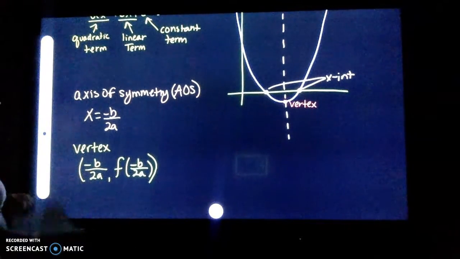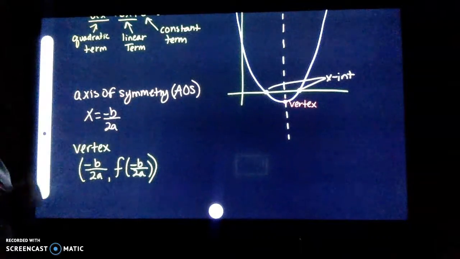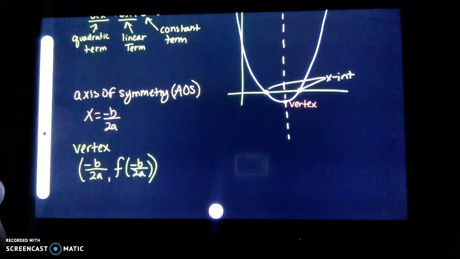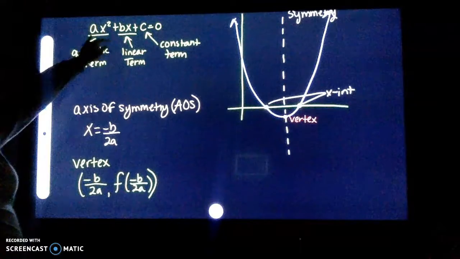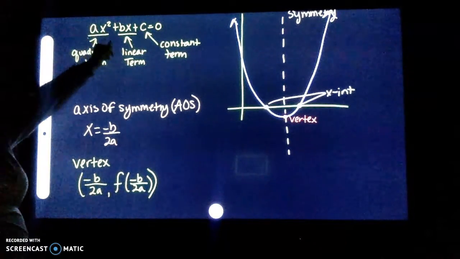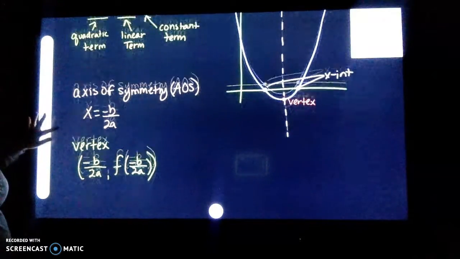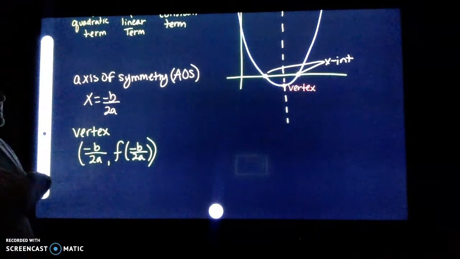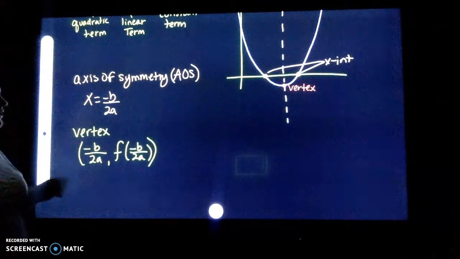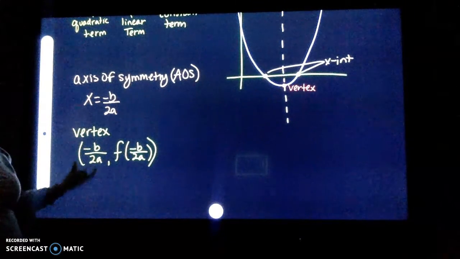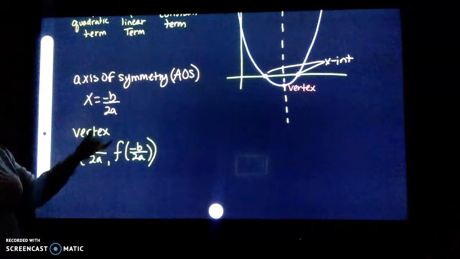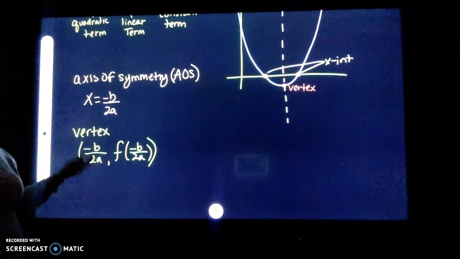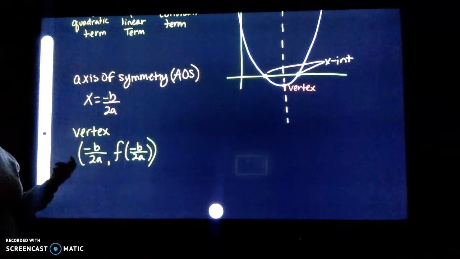So to find the line of symmetry, we use this really cool equation, x equals negative b over 2a, where a and b both come from my quadratic equation. So a is the coefficient in front of x squared, and b is the coefficient in front of x. Our vertex then, since it sits on that line of symmetry, the x value for my vertex is simply the x of my line of symmetry. To find the y of my vertex, I take that value that we had and I plug it back into the function and solve.